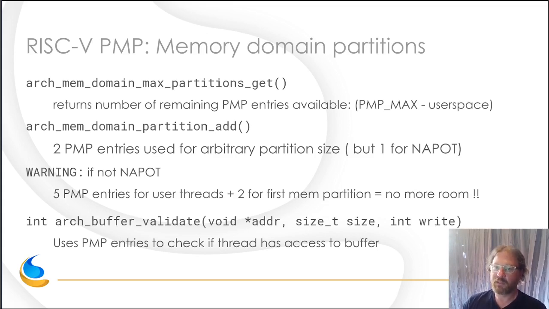So in the case where we're not using the naturally aligned power of 2, we already are using 5 for user space, and 2 for the first memory partition. That means we've used 7 of 8. Because we need 2 for each memory partition, there's no more room for any memory partitions either. So just with a basic configuration of user space enabled plus a single memory domain partition, we've already used up all of our PMP slots. Well, all but 1, but we have to use 2 at a time, so we're effectively out.